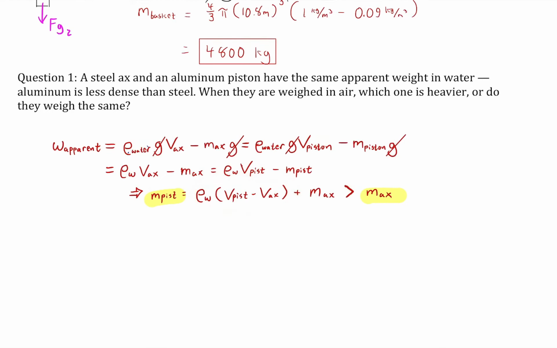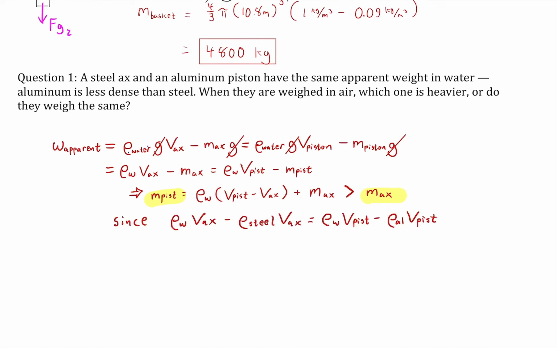Because if this term is negative, then this does not mean that M piston is larger than the mass of the axe, because adding a negative term would then make this side of the equation smaller than the mass of the piston, okay? So we have to actually make sure that the volumes match up, that the volume of the piston is in fact larger than the volume of the axe, all right? Well, we can say that because, let's see.